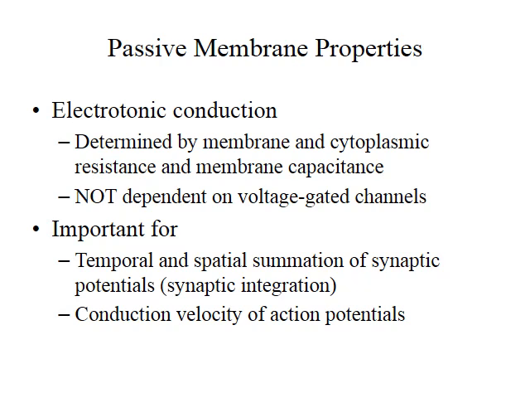When a synaptic potential is generated in a dendrite, it is conducted through the dendrite to the soma by a passive process. It is conducted passively, and this passive conduction is called electrotonic conduction. And this electrotonic conduction is determined by the membrane resistance of the dendrite, as well as the cytoplasmic resistance of the dendrite, and also the membrane capacitance of the dendrite.